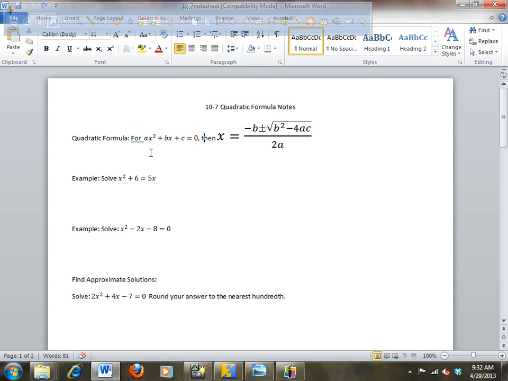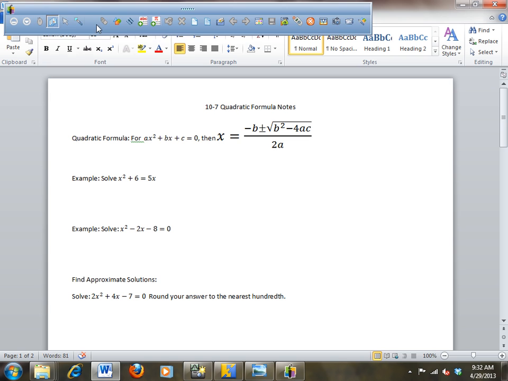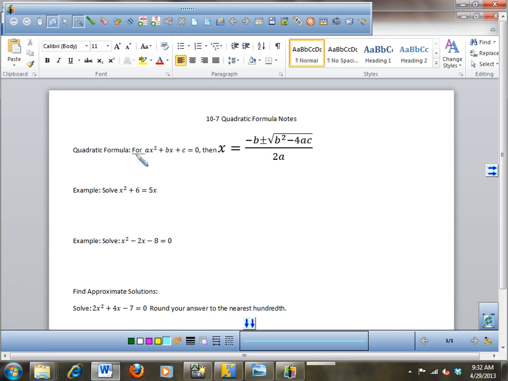The quadratic formula is a very, very important formula, and it's used for solving any quadratic equation that you have: ax squared plus bx plus c equals 0. It has to be equal to 0 on the right side, but then you can just plug into this formula and you will always get the answer.